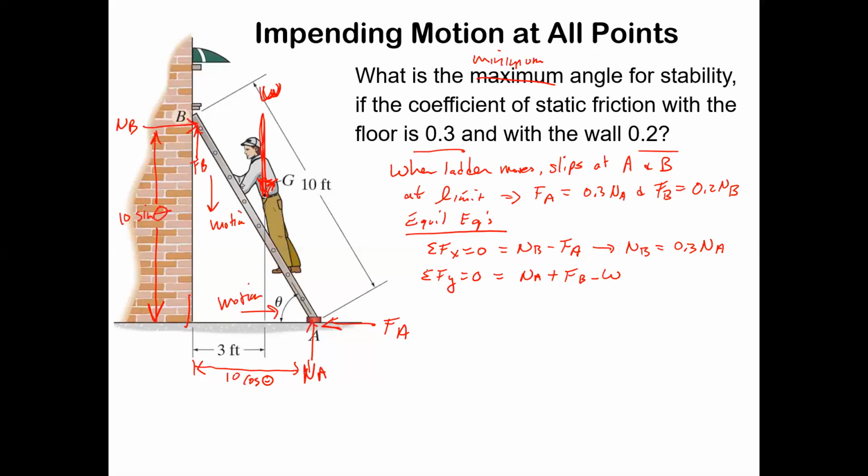And kind of massaging this a little bit. So if FB is 0.2 times NB and NB is 0.3 times NA, you can write this as NA plus 0.2 times 0.3 times NA minus W, which is very convenient. So therefore, W is going to have to equal 1.06 times NA.